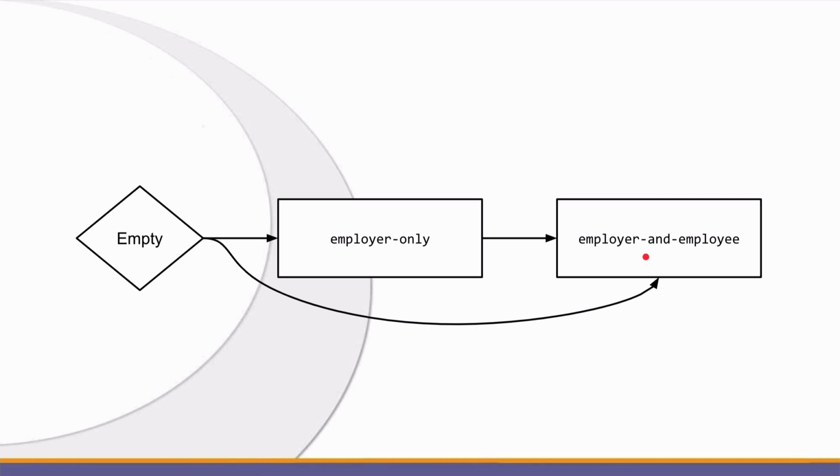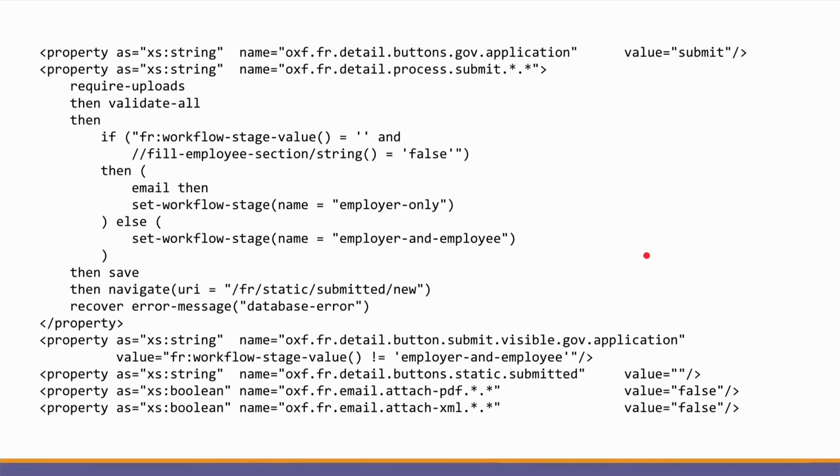This is defined here in this logic, which does exactly what we just said. If the workflow stage is empty and the employer is not filling out the employee section, then we want to send an email to the employee and set the workflow stage to employer only. Otherwise, we set it to employer and employee. Now, let's backtrack a little bit. What you see here is defined in a configuration file.